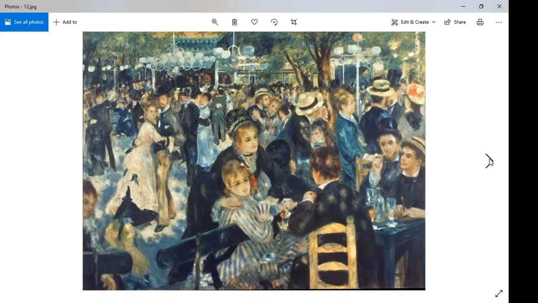Galette is G-A-L-E-T-T-E. So again, Ball, I mean dance, of course, at the Moulin de la Galette, 1876. This is one of the most famous Impressionist paintings. Some of you, if not all of you, must have seen it at some point. And it has most of the Impressionist techniques, except one, and it does have the techniques for realism. It has foreshortening, scientific perspective, and diminishing size.